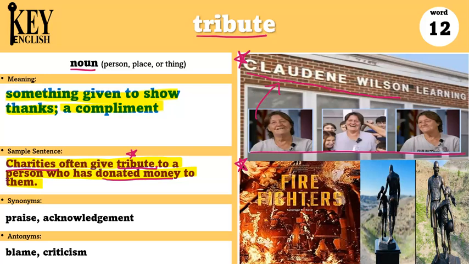Another example here could be a movie. So I could say this movie was a tribute to firefighters. The movie was created as a way to say thank you to firefighters for all the hard and dangerous work that they do. And another way people might get tribute is something like a statue. For example, here is a statue created as a tribute to a famous basketball player and his daughter that sadly died in a helicopter crash. So anytime that we are giving something to show thank you, then we can call that a tribute. Some synonyms are praise and acknowledgement. Antonyms are blame and criticism.